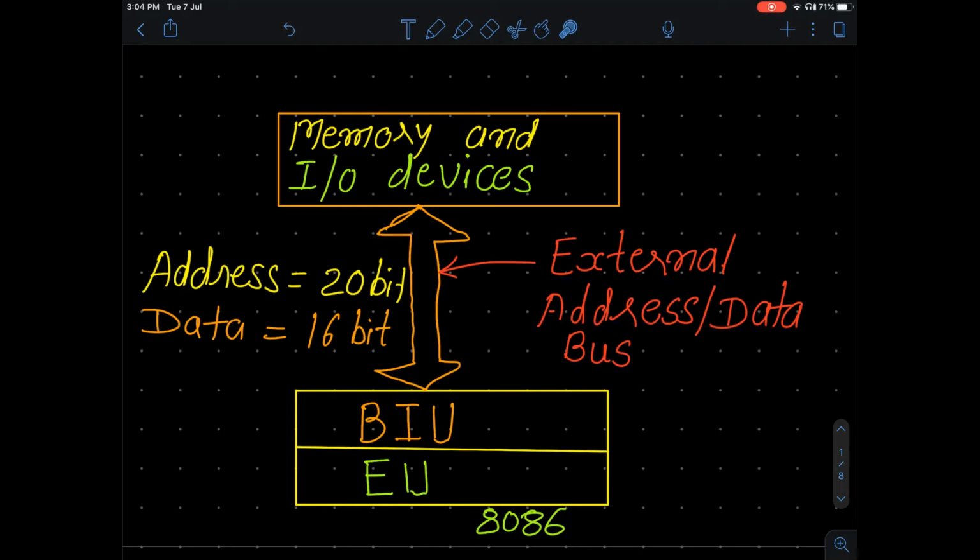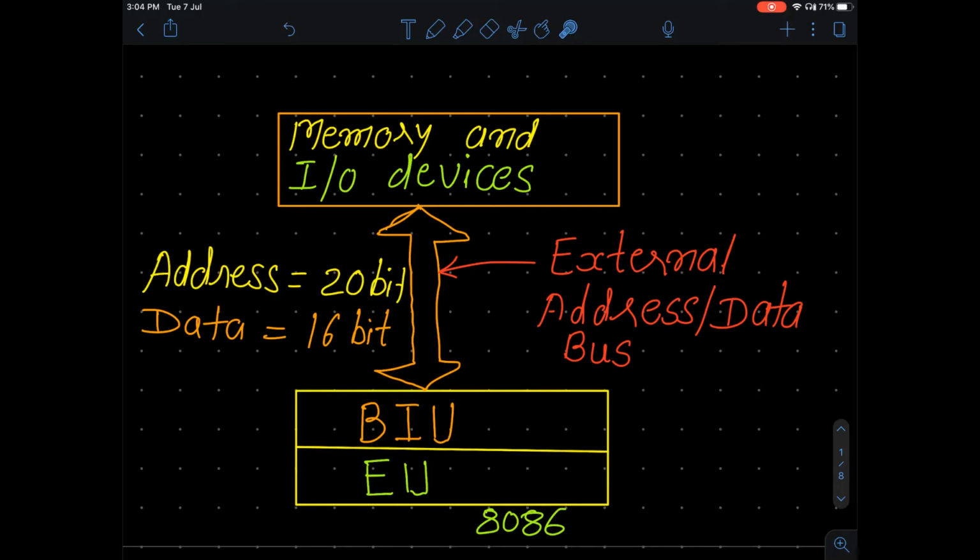As far as this bus is concerned, the address is unidirectional, and the address is always 20-bit, while the data is bidirectional and 16-bit. Now, even though the data bus is 16-bit, one can transfer 8-bit data also, or 16-bit data is also possible on this 16-bit data bus.